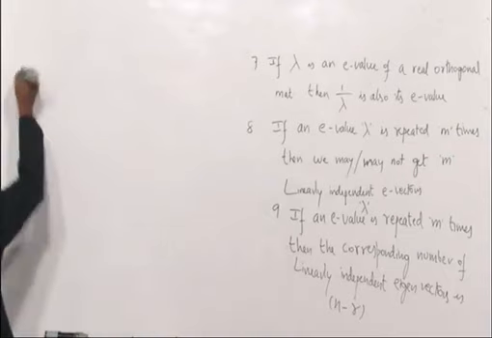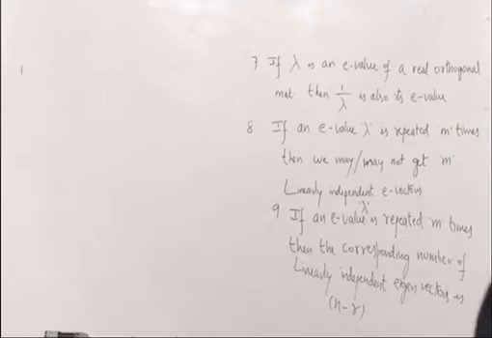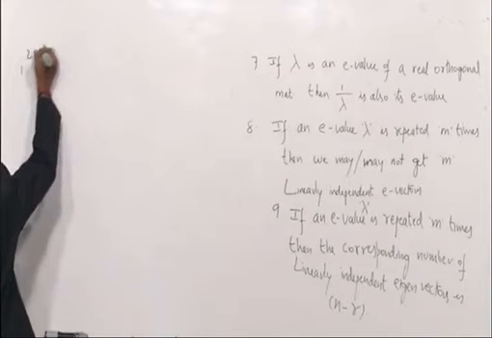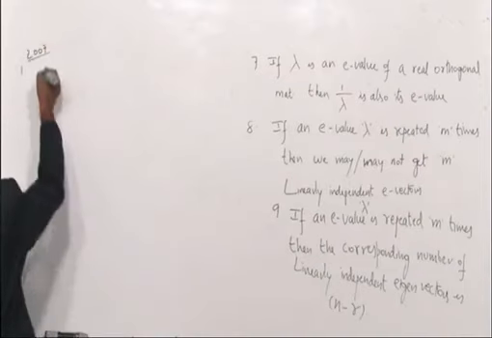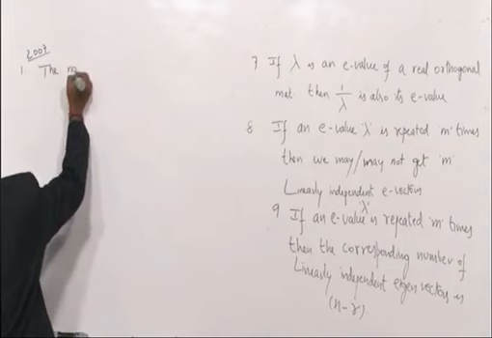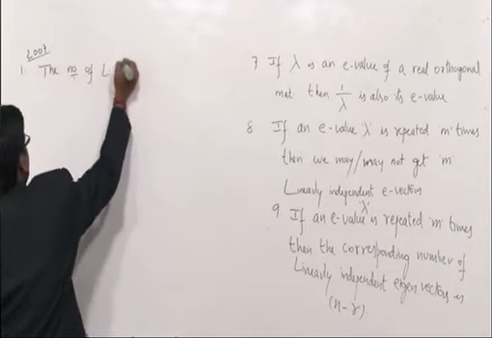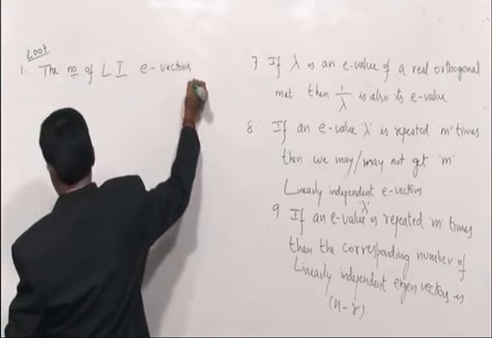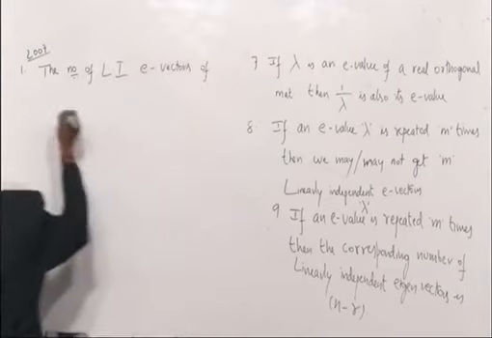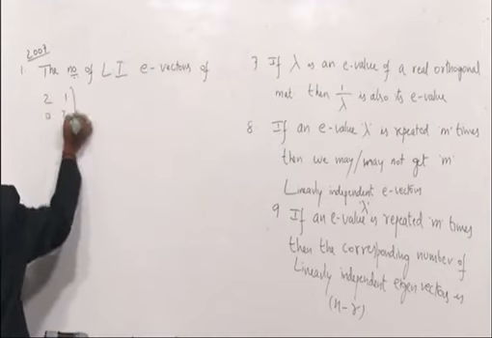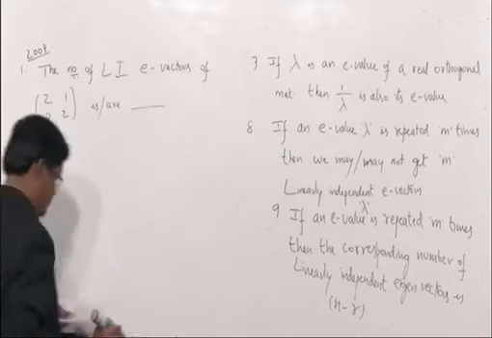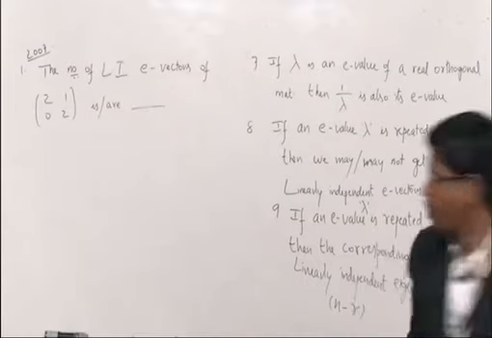First problem, which is given 2007: the number of linearly independent eigenvectors, E stands for eigen, of 2102 is R. Okay, here no eigenvalue is mentioned, but it is a 2 by 2 matrix.